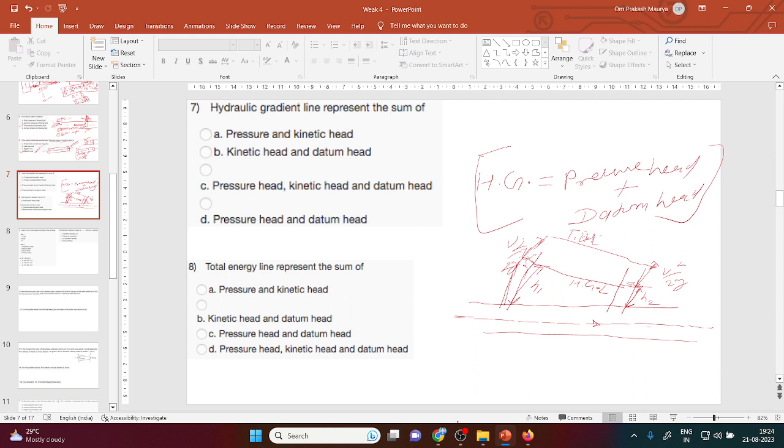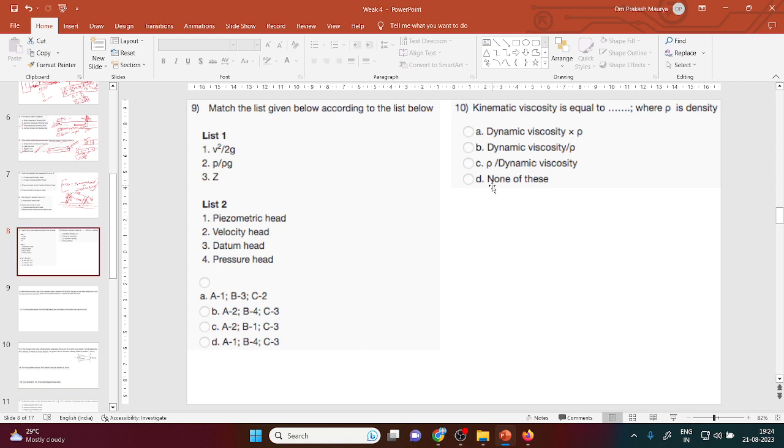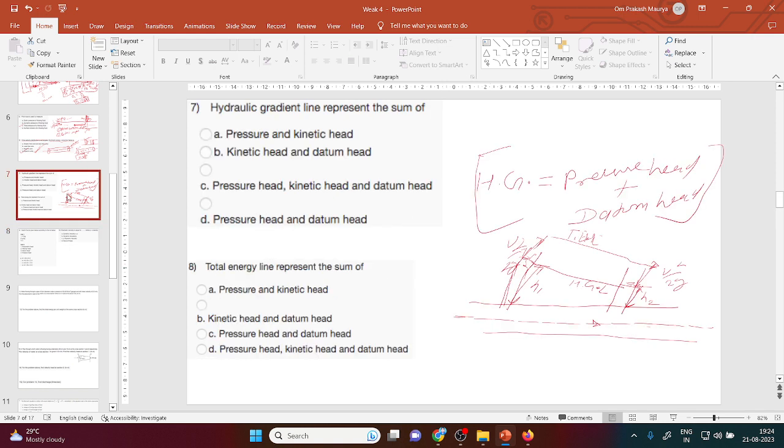Most often people ask about this hydraulic gradient line and the total energy line. So please always remember. Now moving on to the next. For the total energy line, kinetic energy will be additionally added to it. Yes, for the total energy line, the kinetic head is added, and you can also say that the total energy is equal to hydraulic gradient plus kinetic head, right? So you can represent it like that.